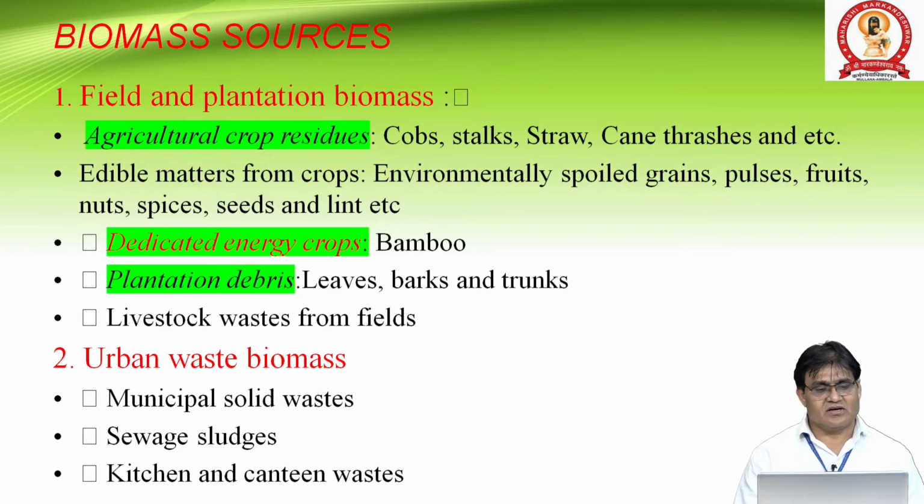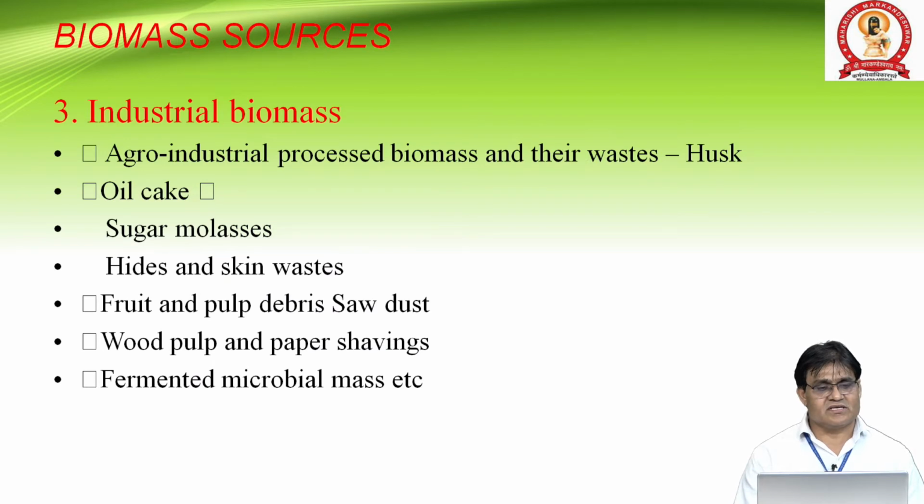Second one is urban waste biomass. In this biomass: municipal solid waste, sewage sludge, kitchen and canteen waste. Third one is industrial biomass. Agro-industrial processed biomass and their waste: husk, oil cake, sugar, molasses, hide and skin waste, fruit and pulp debris, sawdust, wood pulp and paper shavings, fermented microbiological biomass, etc.